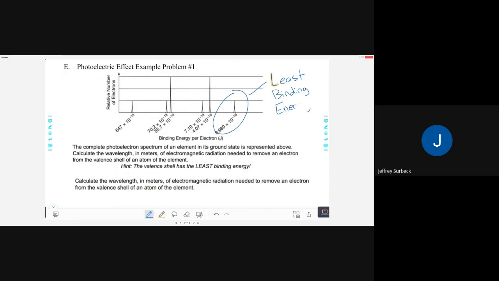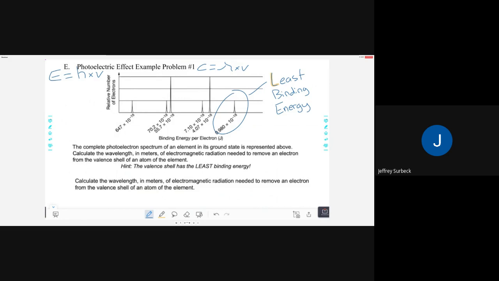Now, we have energy, and we have two formulas. We have E equals Planck's constant times frequency. And then we also have, I'm going to write it over here, our speed of light equals wavelength times our frequency. And so in this problem here, we already know our E for energy. It's this guy right here, and that would be in units of joules. That's the correct unit.